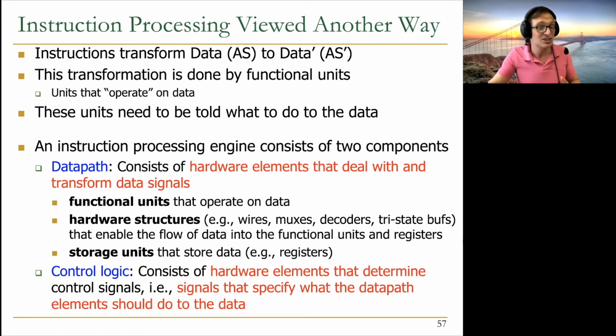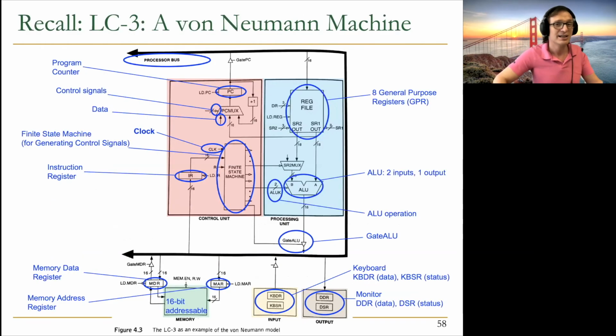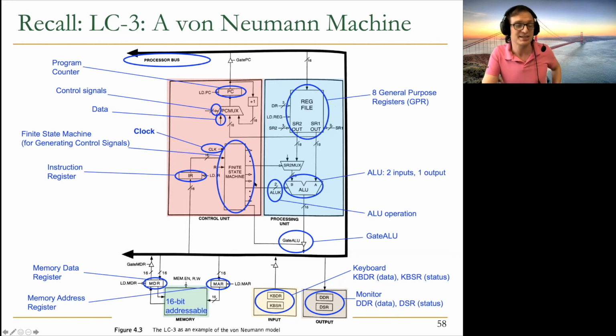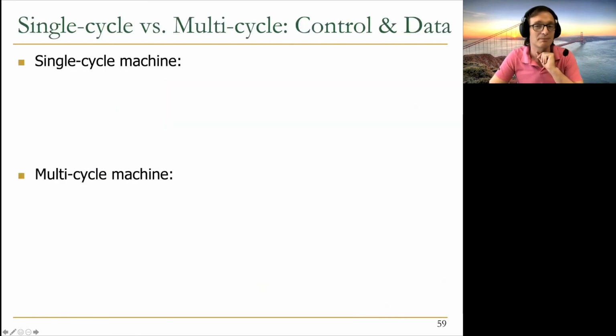Fundamentally, when you keep adding instructions, you keep adding data path elements, but you also keep adding control signals to enable a good use of those data path elements. We already saw an example of this, right? You saw the processing unit, but really the data path is this entire thing over here. And the control unit is this mostly red part, but not all of the red part. This finite state machine over here is really the control unit in LC-3. And we're going to get back to this picture later on.